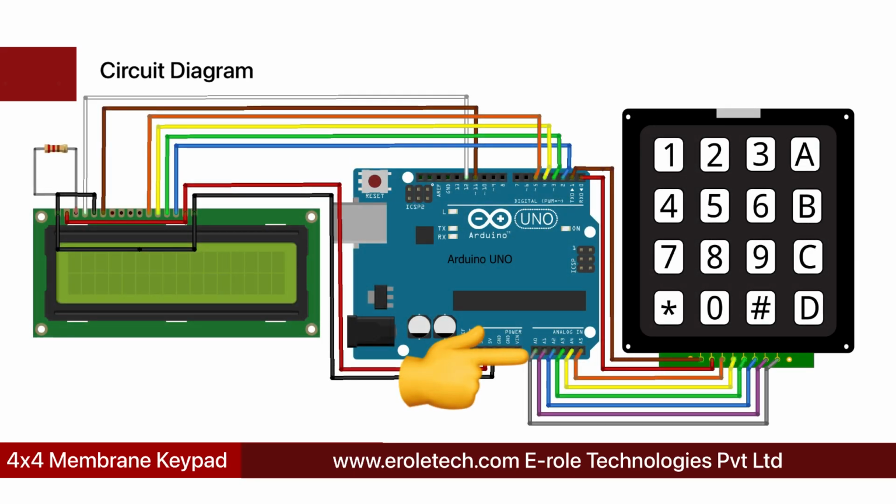We have connected row 1 of the keypad with pin 0 of Arduino, row 2 of the keypad with pin 1 of Arduino, row 3 of the keypad with pin 2 of Arduino, row 4 of the keypad with pin 3 of Arduino. We have connected column 1 of the keypad with pin 4 of Arduino, column 2 of the keypad with pin 5 of Arduino, column 3 of the keypad with pin 0 of Arduino, column 4 of the keypad with pin number 1 of Arduino.